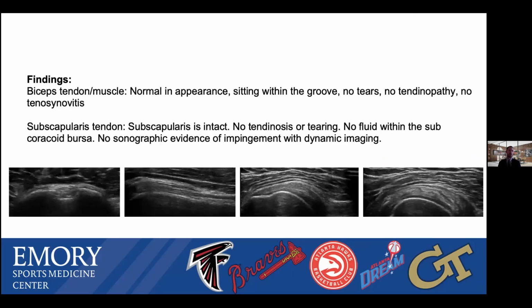So overall, at this portion, our bicep tendon was normal in appearance. It was sitting within the groove. There were no tears, no tendinopathy, no tenosynovitis. Our subscap tendon was intact. There was no tendinosis or tearing, no fluid within that subcoracoid bursa, and there was no sonographic evidence of impingement with dynamic imaging.